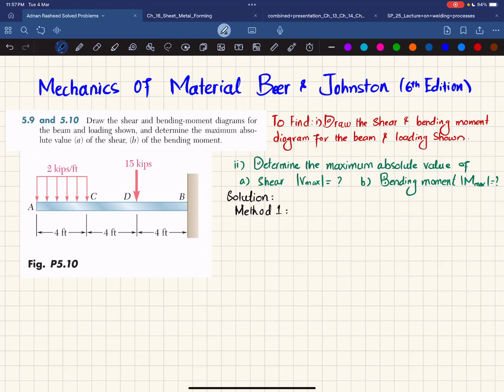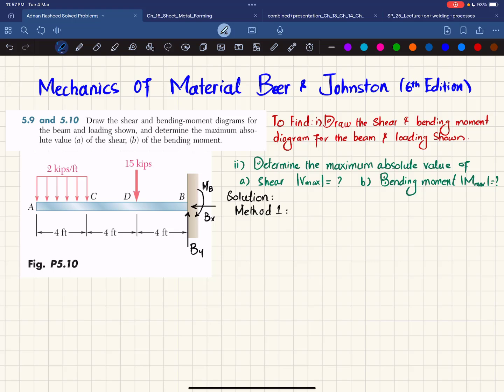Okay, starting from method 1, if you remove this fixed support at point B, that will offer a reaction force which will be represented as By, as well as a horizontal reaction force which is Bx, and there is a reaction moment which will be MB. So we'll find MB, Bx and By by using the equations of equilibrium.